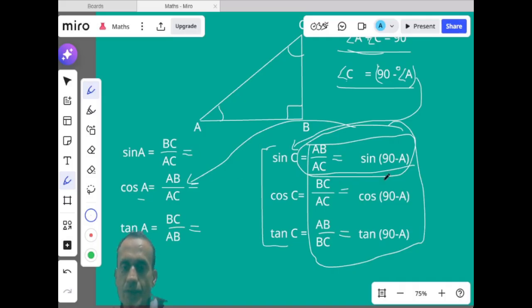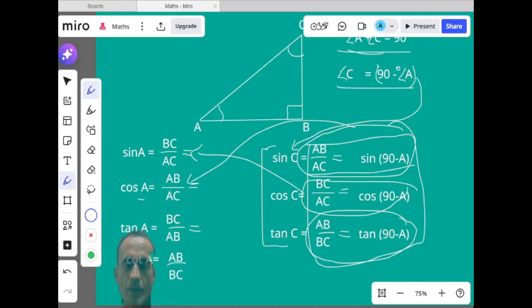Similarly, BC by AC, so cos 90 minus A is equal to sin A. Similarly, tan 90 minus A is equal to AB by BC. But AB by BC is equal to cot A. That means tan 90 minus A is equal to cot A. So we can write sin A is equal to cos 90 minus A, cos A is equal to sin 90 minus A, cot A is equal to tan 90 minus A.